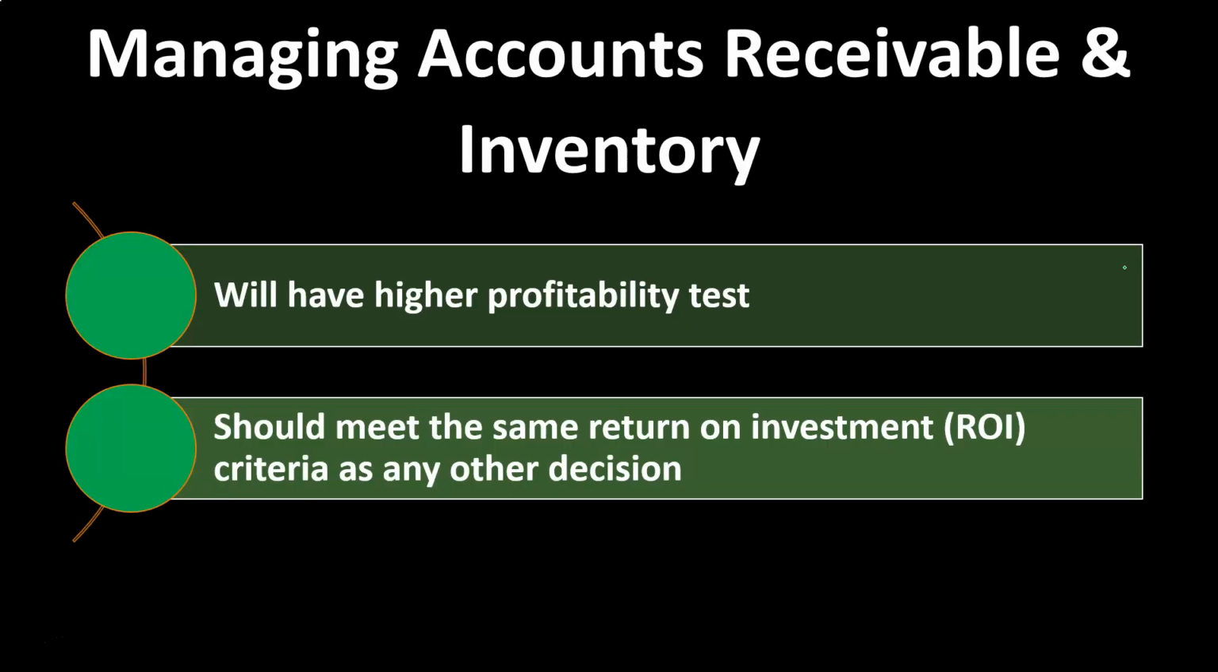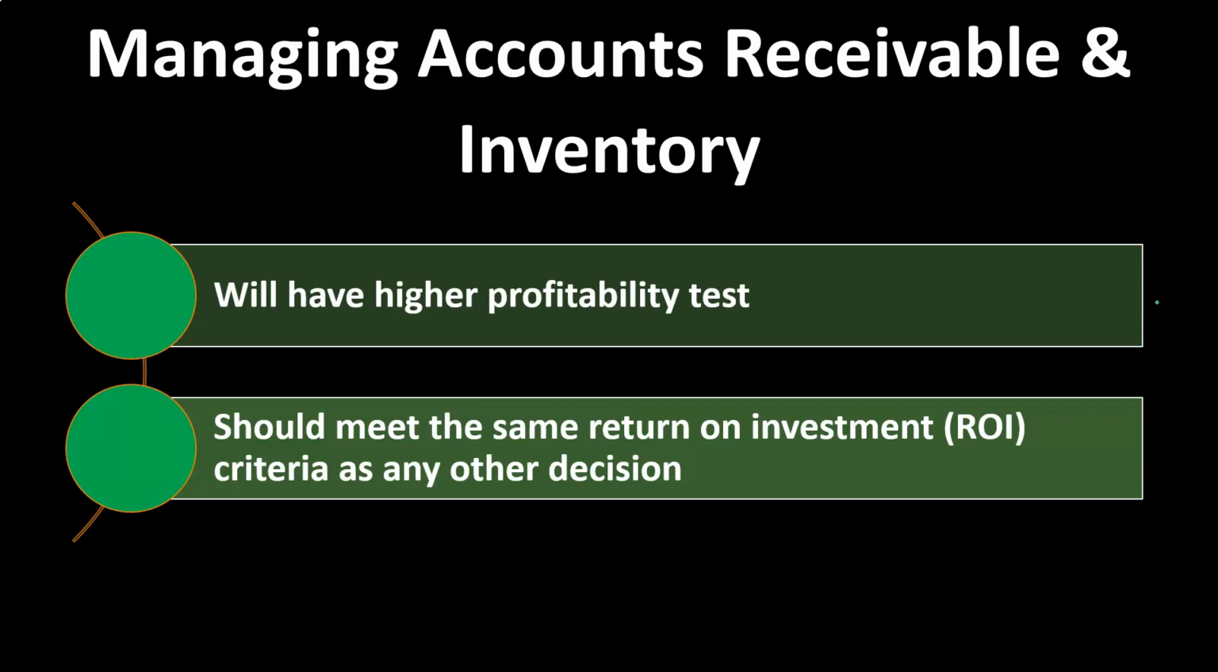Managing accounts receivable and inventory. With accounts receivable and inventory, it's going to be a little bit different, even though these are also current assets. The accounts receivable we want to manage in a similar way as we would manage any other kind of asset, and see what the value is of having the accounts receivable versus other types of investments or assets that we could have. So we'll have a higher profitability test for the accounts receivable, because our goal for the accounts receivable is not simply to hold on to it in case of an emergency in the future, which is our primary reason for holding levels of cash.